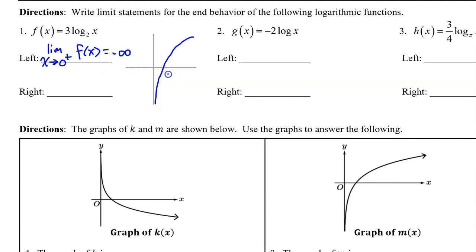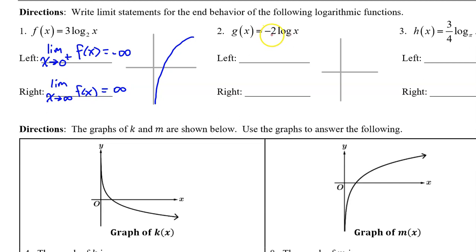The right end behavior, as usual, is the limit as x approaches positive infinity of f of x. As we go towards the right, the function is rising. So this limit is positive infinity.